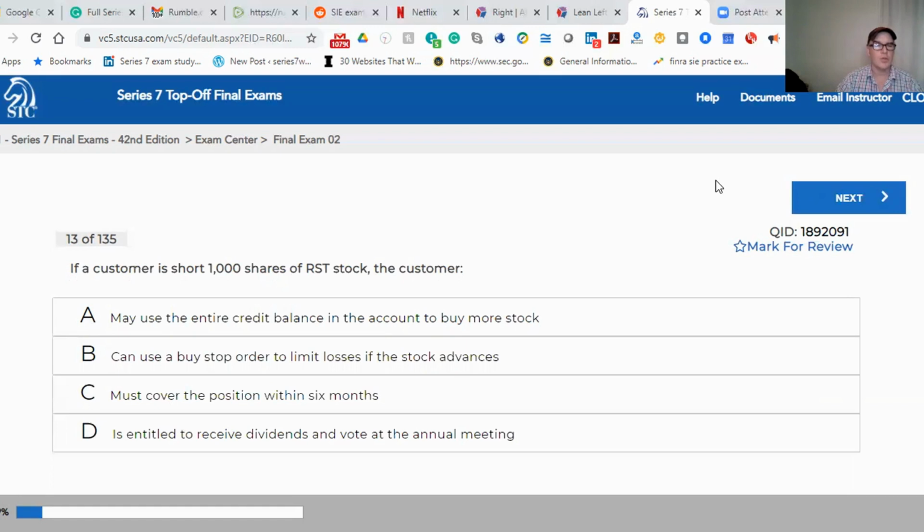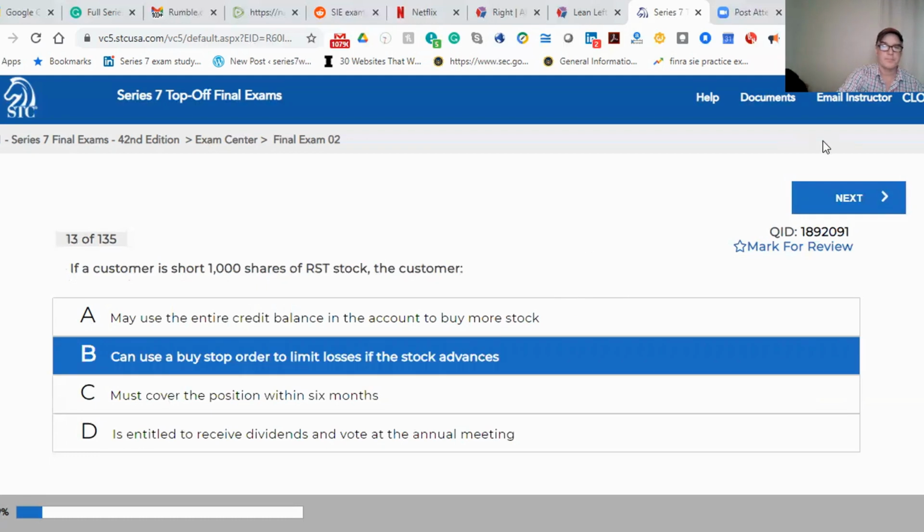So I'm going to say you can buy stock. So if I'm short stock, I either buy a call for protection, sell a put for income, or do a buy stop to kind of protect myself a little bit. I like that. So I'm going to go with B.